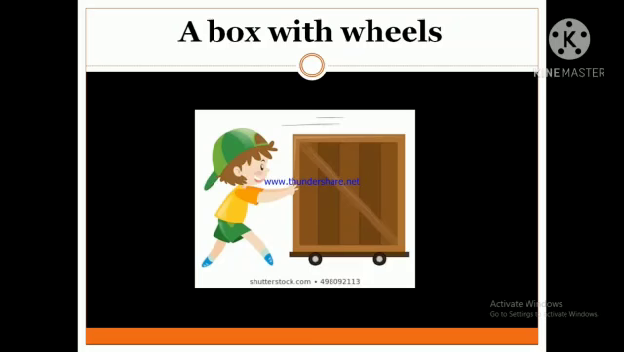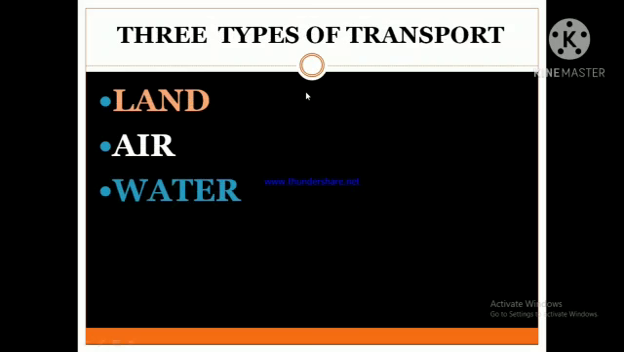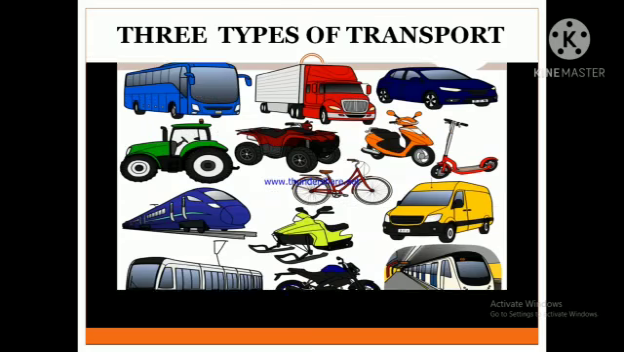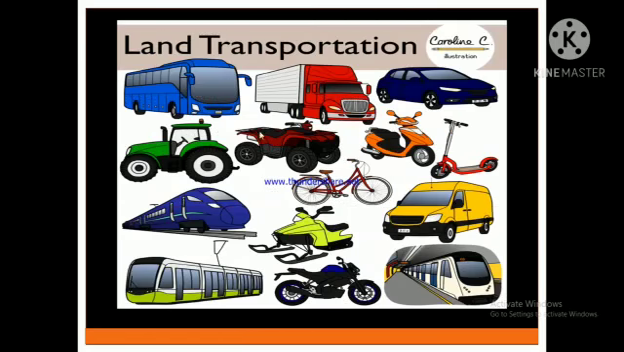Now, we will talk about types of transport. Transport can be broadly divided into 3 types: land, air and water transport. Let's talk about the first one, land transport. Some means of transport run only on land, like cars, buses, rickshaws, metro, trains, etc. That is why they are called land transport.